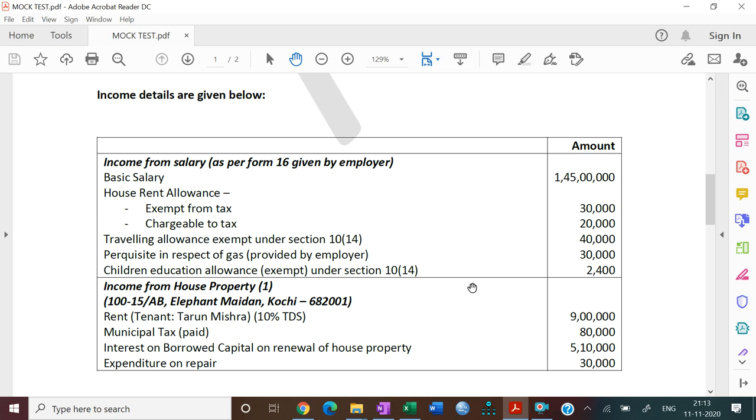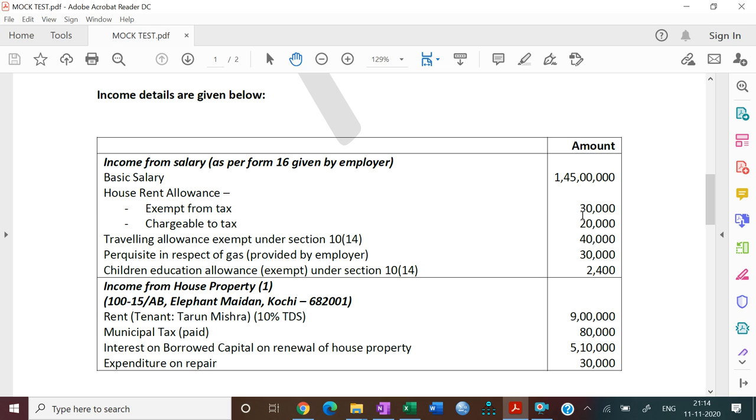Form 16. Now employee received basic salary amounting to rupees 1 crore 45 lakh during the previous year 19-20, and house rent allowance. Now sometimes students get a bit confused between these amounts. First of all, we need to identify how much amount is received by the assessee in the form of HRA. I repeat, first of all, every assessee needs to find out the amount received by the assessee in the form of house rent allowance.